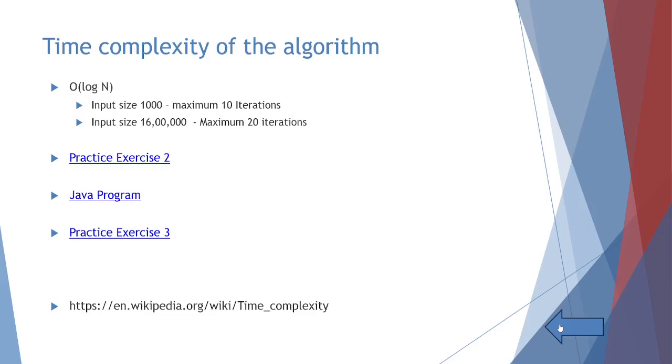Now the time complexity of the algorithm is O(log n). If the input size is 1024, maximum 10 iterations, 10 times it searches. If input size is 16 lakh, maximum 20 iterations. The binary search algorithm is very powerful: only a maximum of 20 iterations to search the entire 16 lakh elements in the array. Had it been linear search, if the element is not found, 16 lakh times it will traverse through the array and then decide whether found or not.